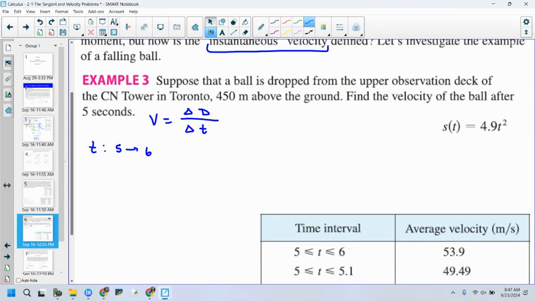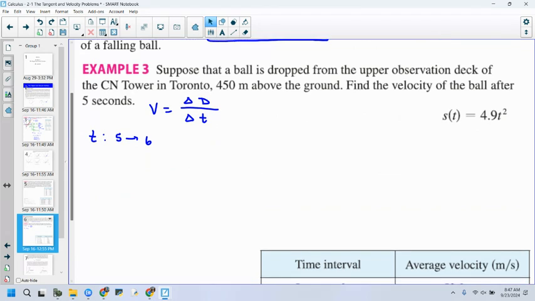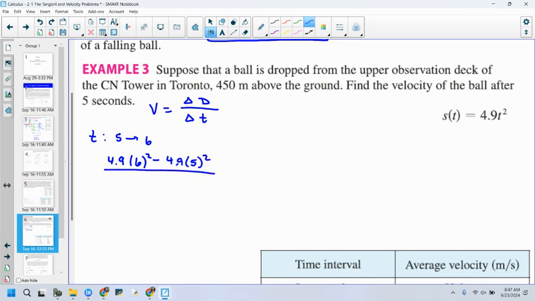So change in distance. This is position, right? So change in distance is change in position. So I'm going to say 4.9 times 6 squared minus 4.9 times 5 squared, over the change in time. What's my time interval? 1 second.